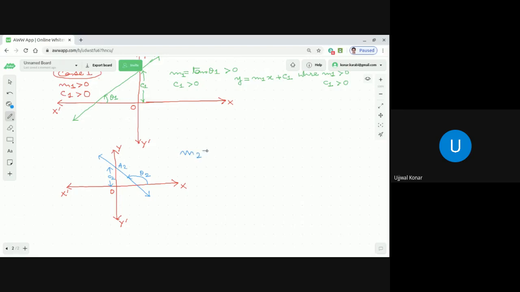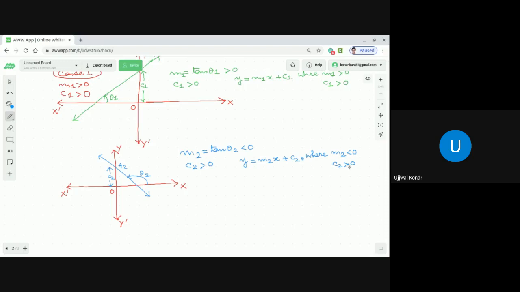M2 is equal to tan of theta 2, that is less than 0 because it is an obtuse angle, and C2, the y-intercept, is greater than 0. So what is the equation of the straight line we get here, dear students? Y is equal to m2 into x plus C2, where m2 is less than 0 and C2 is greater than 0.